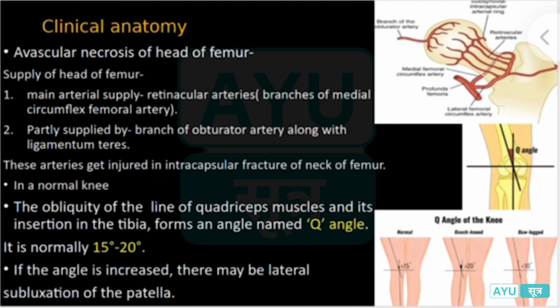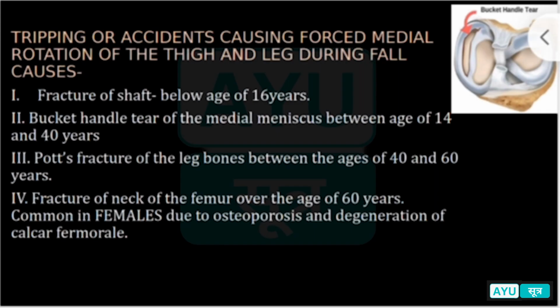Now comes the Q angle or the quadriceps angle, which is the angle between the tendon of the quadriceps muscle and the patellar ligament. It is around 15 to 20 degrees. If this angle is increased, lateral subluxation of the patella may occur, which means dislocation of the patella.